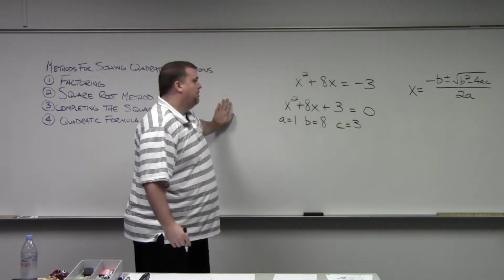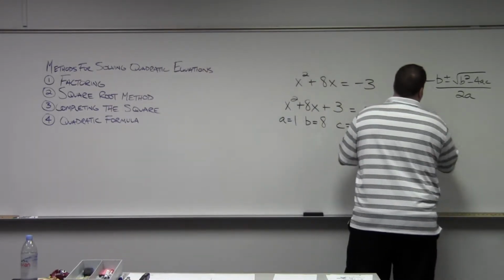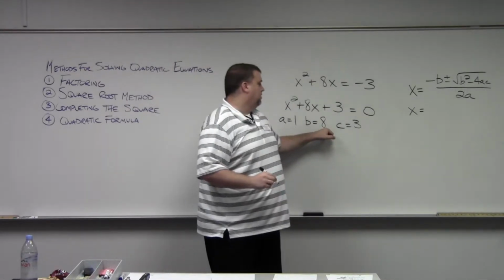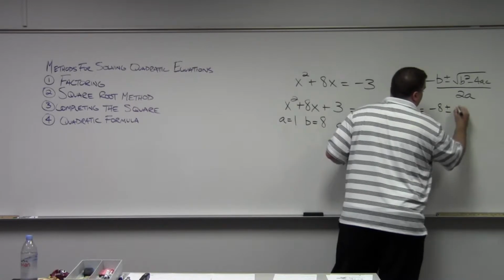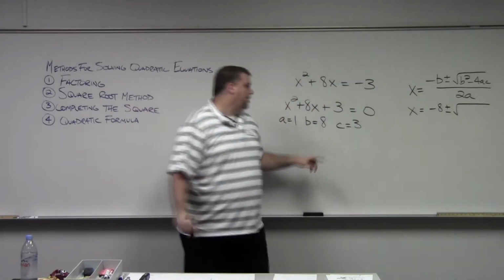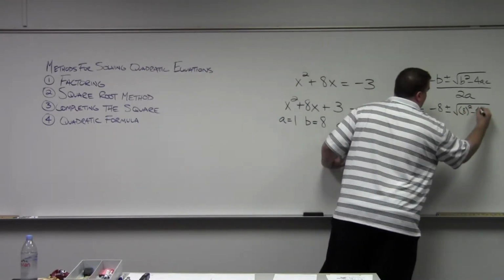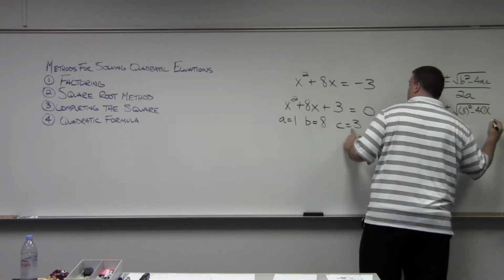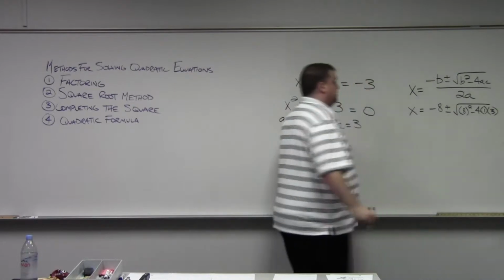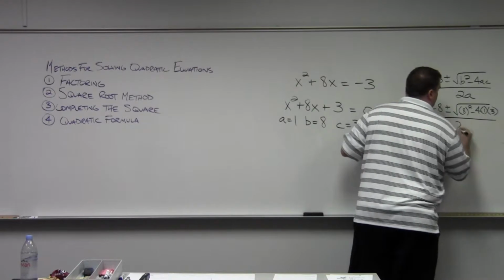So we're just going to plug those values into our formula. X equals negative b. Negative b just means the opposite of b. So negative 8 plus or minus b squared, so 8 squared, minus 4 times a, which is 1, times c, which is 3. And then that whole thing is over 2a. So 2 times a, 2 times 1.